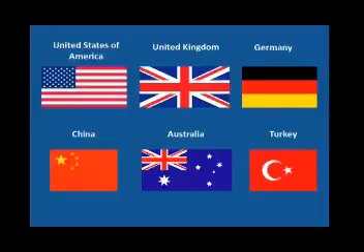Here are six different countries, represented again by their flags: United States of America, United Kingdom, Germany, China, Australia, and Turkey. And these are another six more countries. Next, let's talk about nationalities.